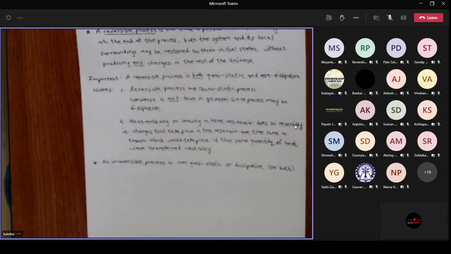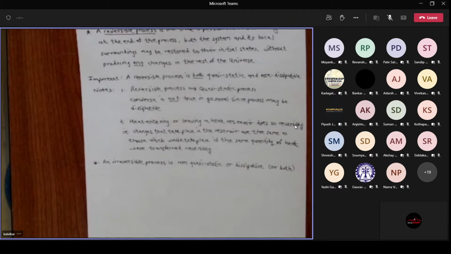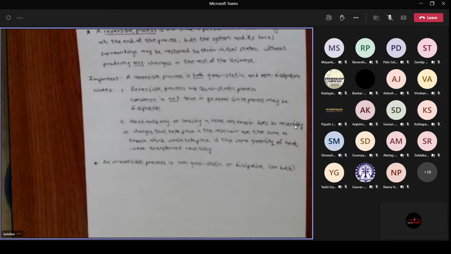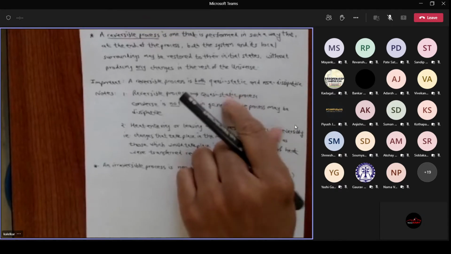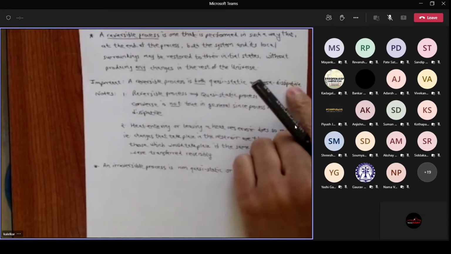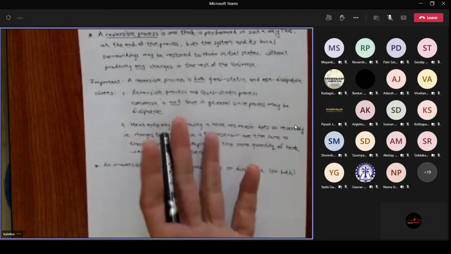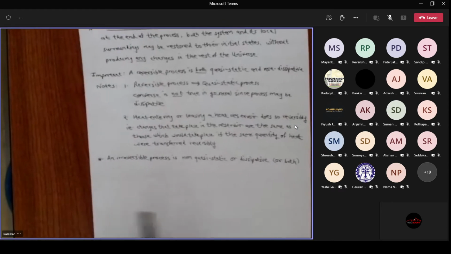Suppose you had a piston with a rough wall, then I can move the piston quasi-statically, very, very slowly, but can I prevent friction? No, there will always be frictional losses, right? So then this process is quasi-static, but it is dissipative. That means this process is irreversible. As simple as that. Just gas in a piston with a rough wall.